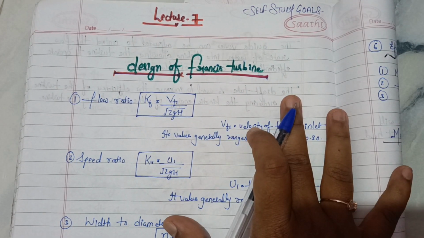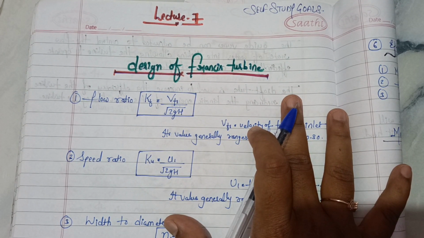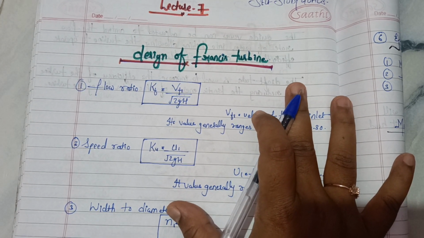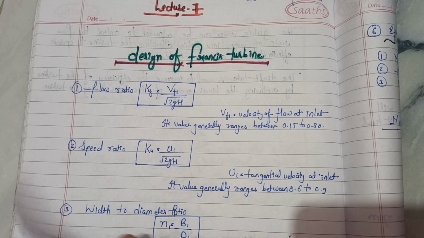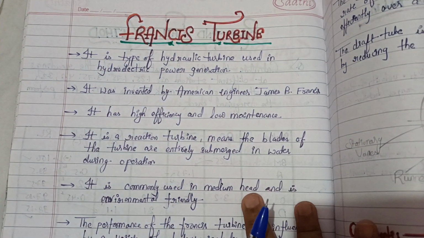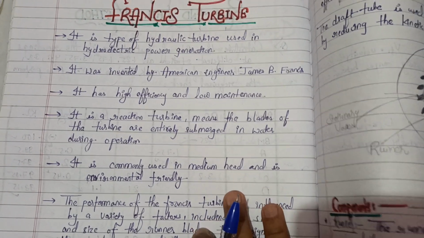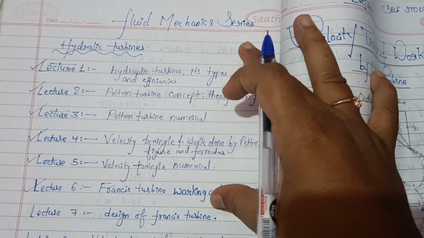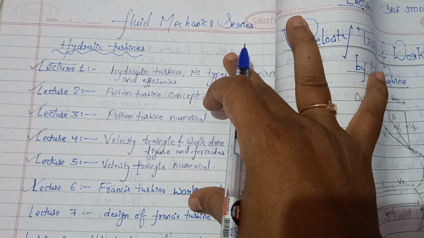In this video we are going to cover lecture 7 of a fluid mechanics series. In lecture 7 we will see the design of a Francis turbine. In the previous lectures we have already covered the Francis turbine theory, working and components. These are the first 6 lectures that we have already covered. You can watch these lectures through the playlist.